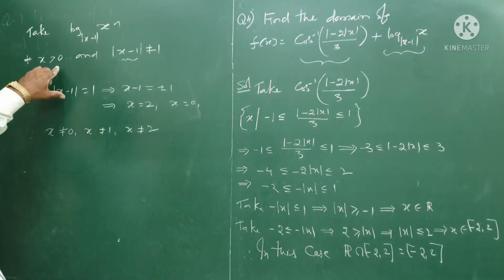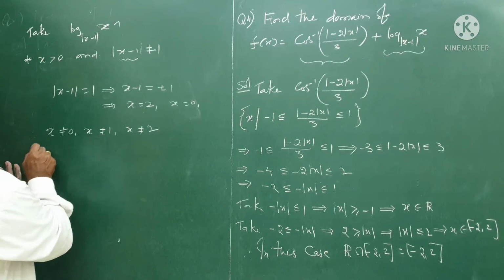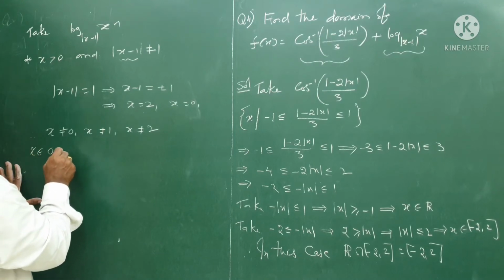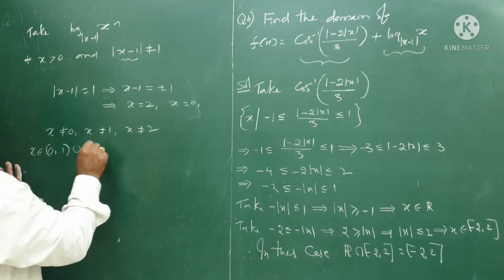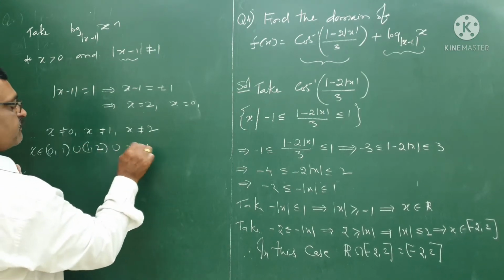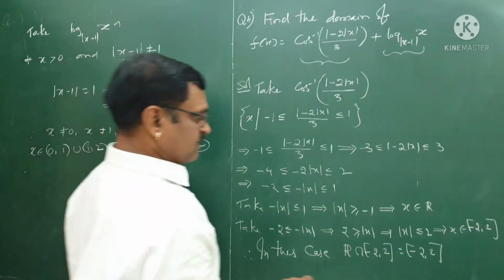That means all the real numbers except these you have to take. So my answer: x belongs to 0 to 1, union 1 to 2, union 2 to infinity. This is number 2 and this is number 1.